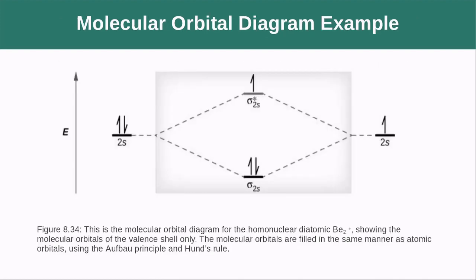Here we can see our Aufbau principle. If we had 2 electrons in a 2s orbital and 1 electron in a 1s orbital, we're first going to put 1 electron in this bottom energy level. We'll next pair it off. Then we'll move up to the higher energy level and put another electron.